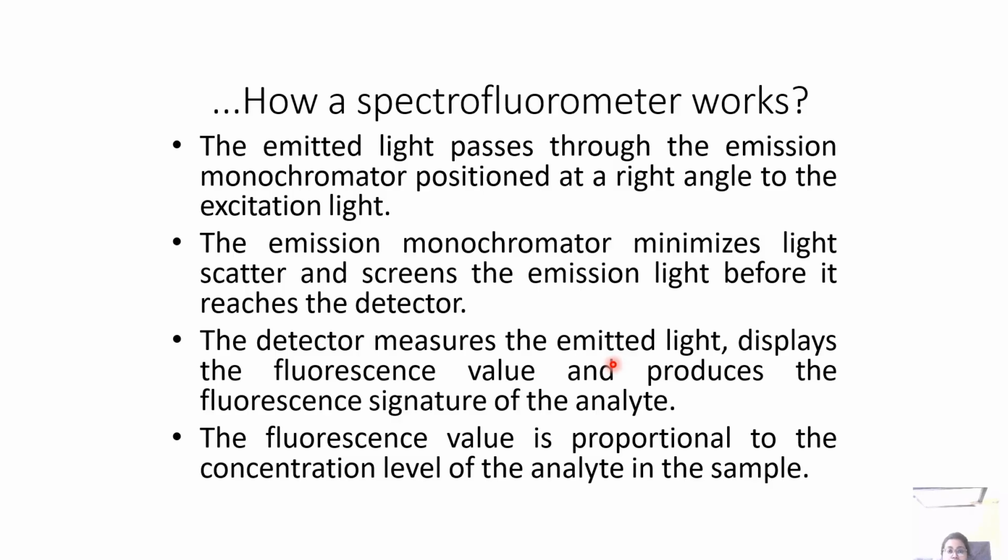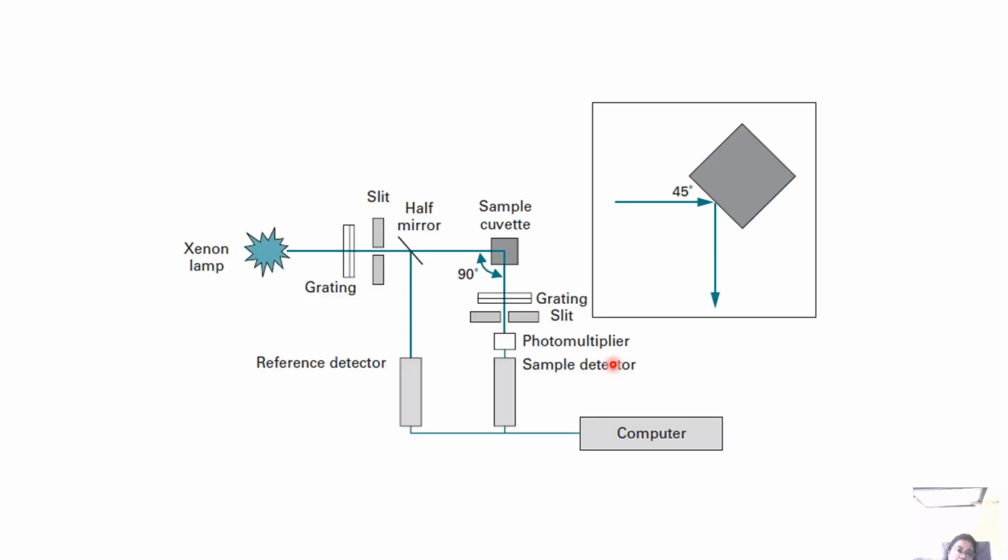The emitted light passes through the emission monochromator positioned at a right angle to the excitation light, and the emission monochromator minimizes light scatter and screens the emission light before it reaches the detector. So, the detector measures the emitted light, displays the fluorescence value, and produces the fluorescence signal of the analyte. So, the fluorescence value is proportional to the concentration level of the analyte in the sample.